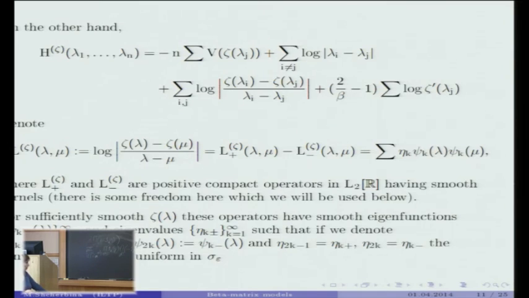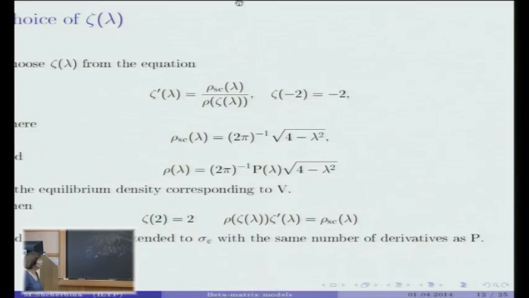Okay, and when I constructed this, I can explain the choice of the function zeta. Very simple. You just take zeta prime equal to the ratio of the standard semicircle density and your equilibrium density, which you obtain for your potential V, and put the initial condition that zeta of -2 equals -2.